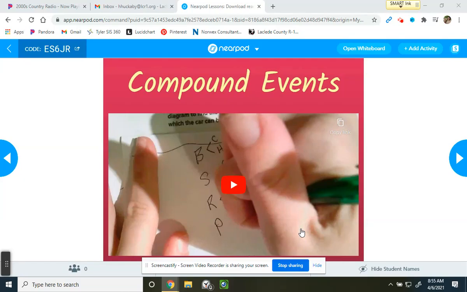Okay, so today we're going to talk about compound events, and we're just going to talk about how many options we would have. These are a little bit more complicated than yesterday, but the way to solve them is still pretty easy. We don't deal with any fractions today, so that's pretty exciting. So here's an example of a compound event.